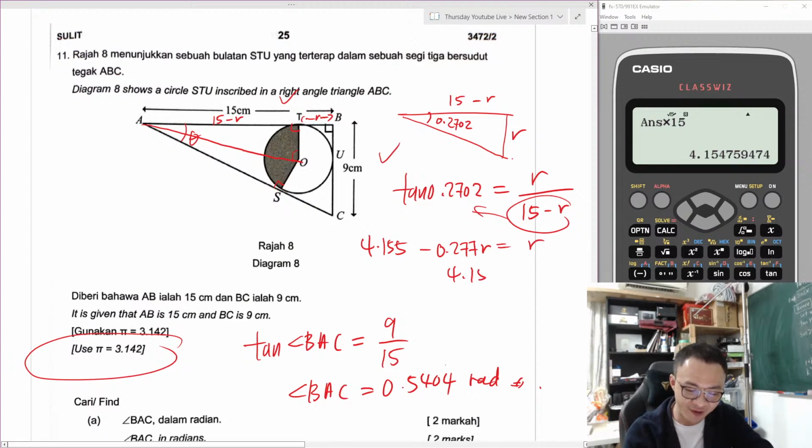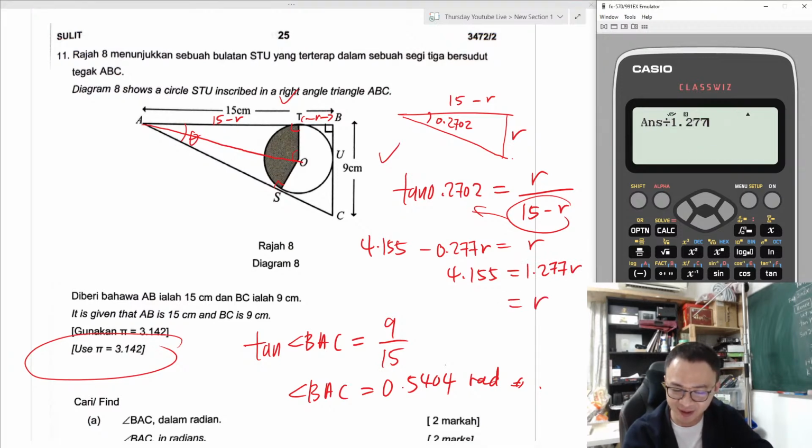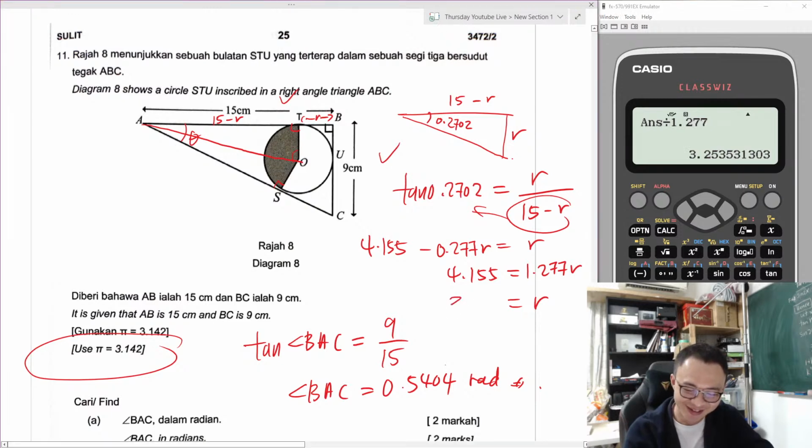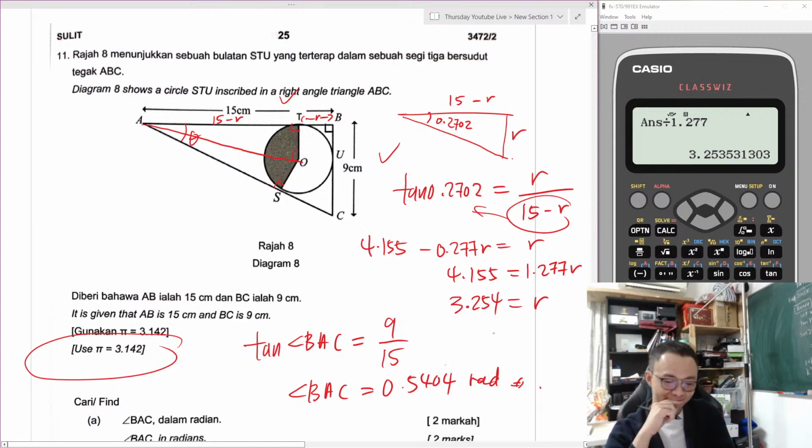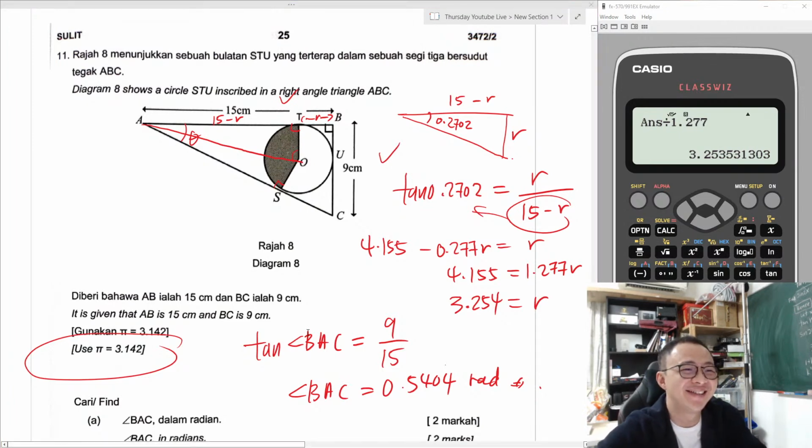So 4.155 equals 1.277R. Then my R is this answer divided by 1.277. Am I correct? I don't know. 3.254. It seems a little bit weird, this answer. But I hope my answer is correct, or else I kind of need to redo the whole thing again. Can I not redo this? Alright, I guess this is correct.